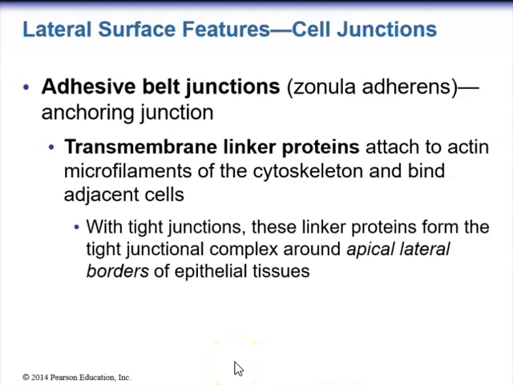Then we have adhesive belt junctions, also known as zonula adherens. This is an anchoring type of junction. So we have transmembrane linker proteins that attach to actin microfilaments of the cytoskeleton and bind adjacent cells. With tight junctions, these linker proteins actually form the tight junctional complex around the apical lateral borders of epithelial tissue, so on the sides and at the surface.